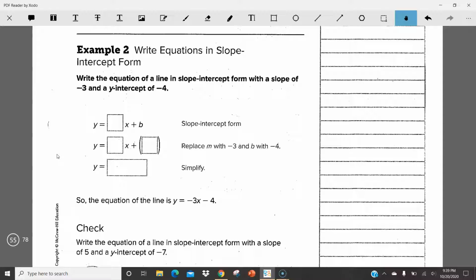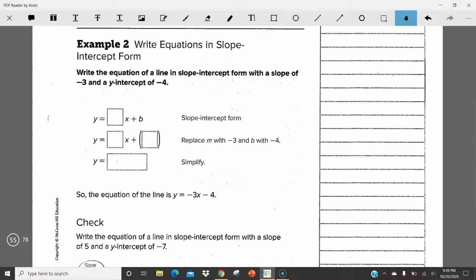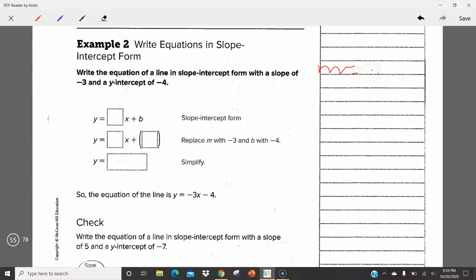Okay, Example 2: write the equation of a line in slope-intercept form. Sometimes I'll just tell you, write the equation of a line in slope-intercept form with this slope. Let's just come out and say it: m is negative 3, and b is negative 4. Okay, I can handle that.